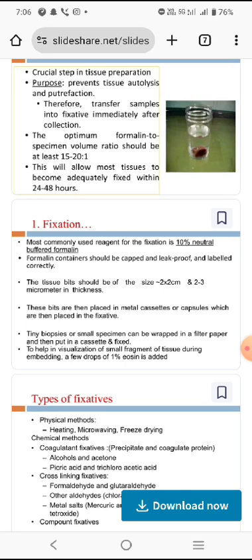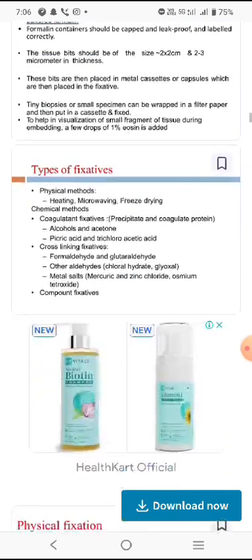The tissue itself should be 2 mm by 2-3 millimeters in thickness. These bites are then placed in metal cassettes, which are then placed in the fixative. Tiny biopsies or small specimens can be wrapped in filter paper and then put in the cassette and fixed, to help in visualization of a small fragment of tissue during embedding. A few drops of 1% eosin can be added.